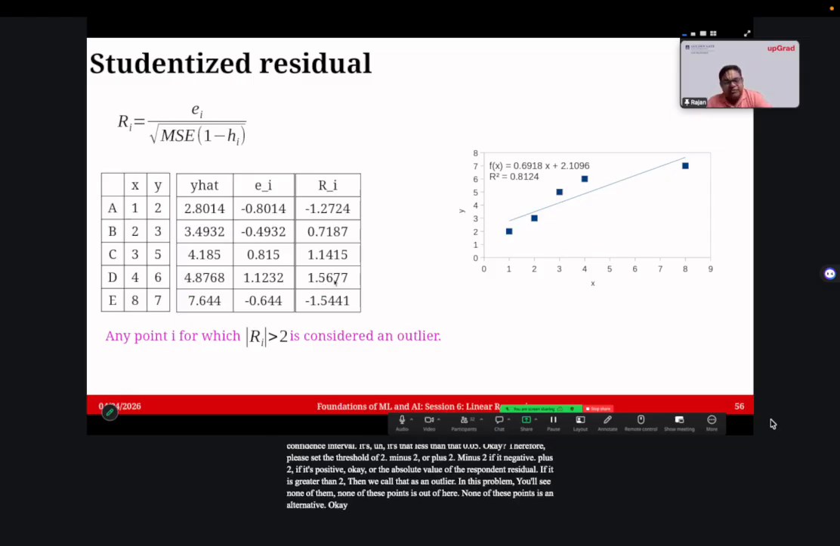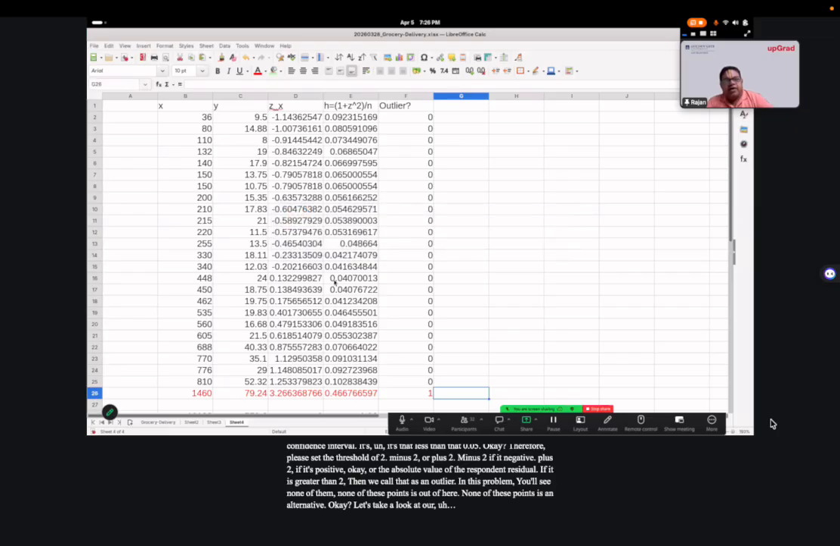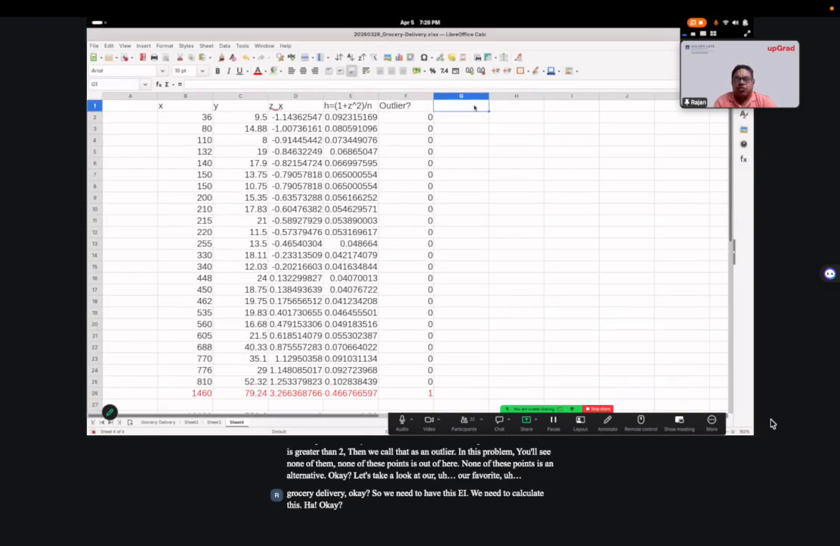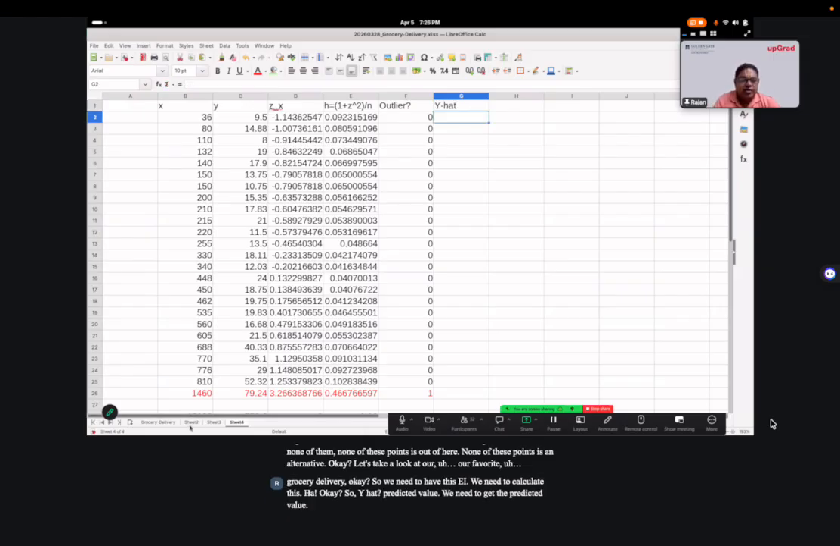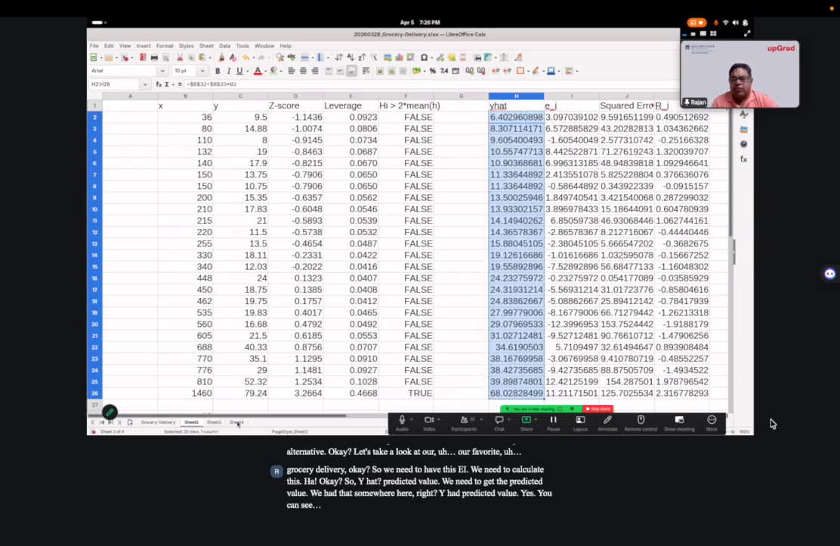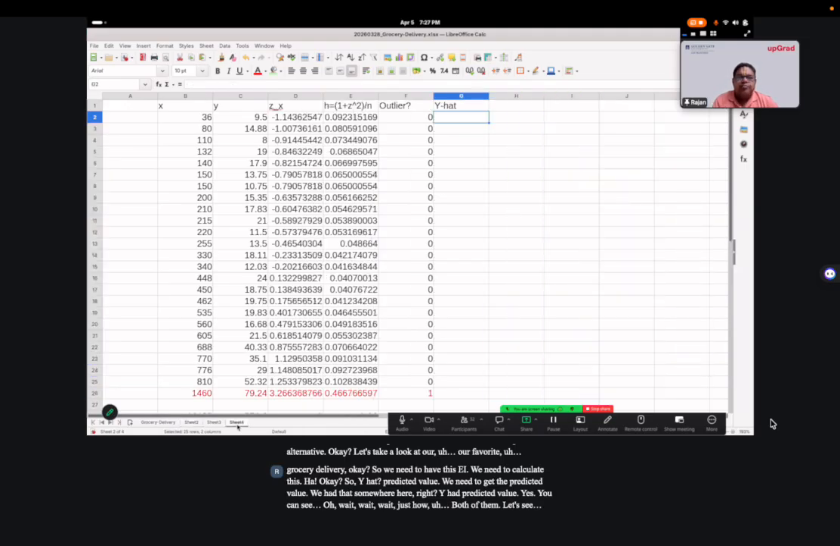Let's take a look at our favorite grocery delivery data. We need to calculate this residual. So we need the predicted value, y hat. We had that somewhere here, right? Y hat, predicted value. Yes. Control C. Why just that? We'll have both of them. Control C. Predicted value.